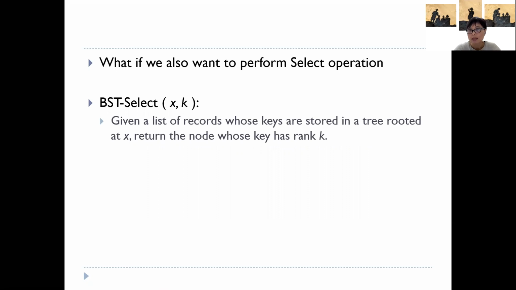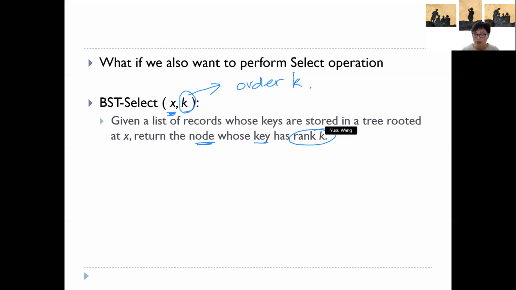Now, say we want to handle the select operation. What does it mean? That means that given an order k, a rank, and a tree node x, this tree node would store a bunch of keys in the tree rooted at x. We want to consider all the numbers stored there, and we want to return a node whose key has order k.